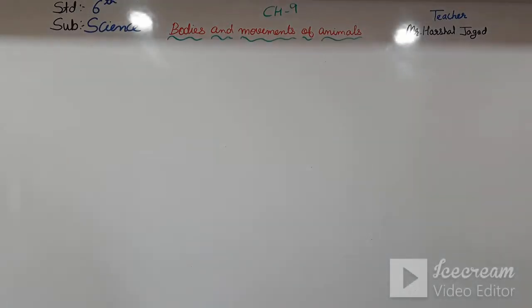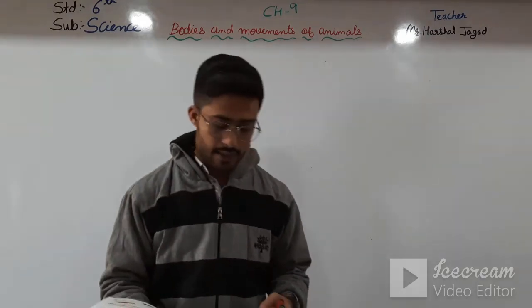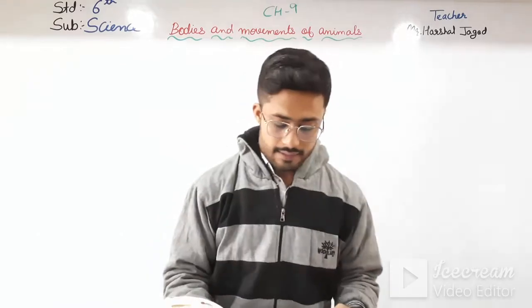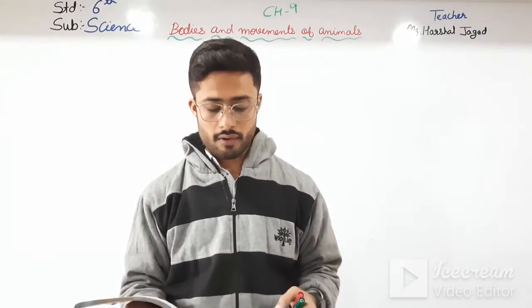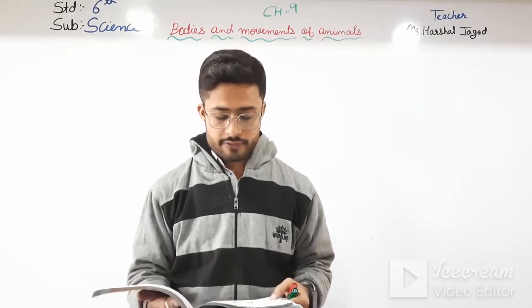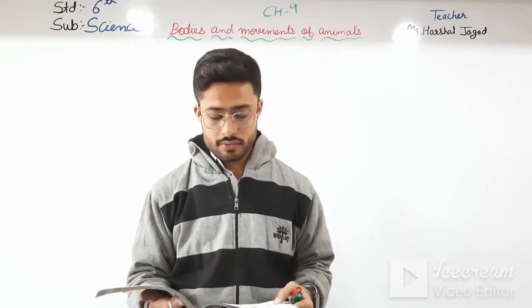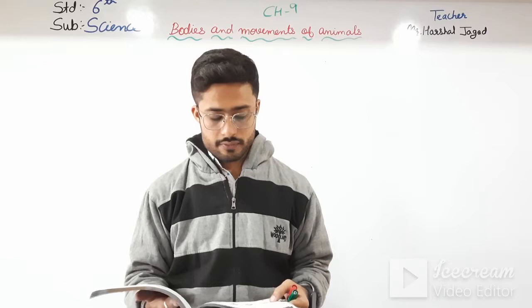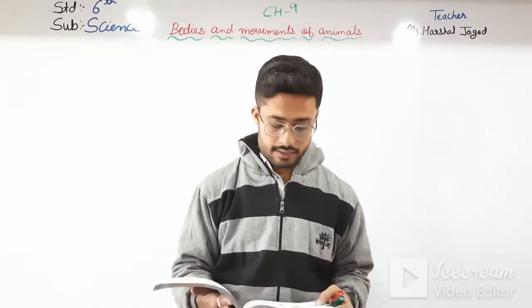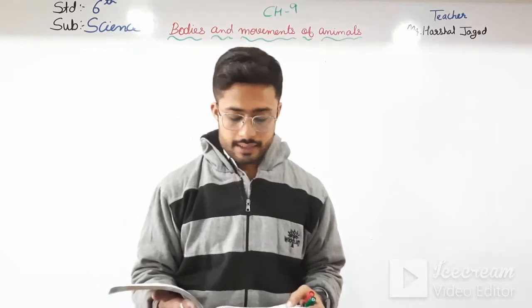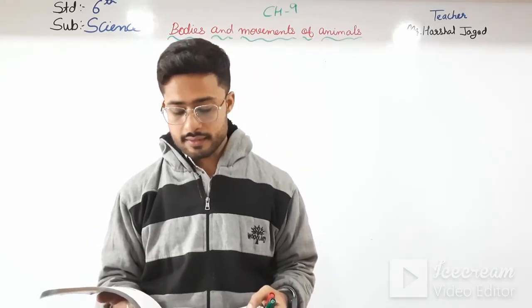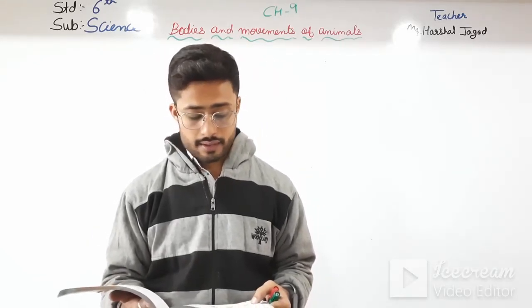Reading the introduction part first. The bodies of organisms are made up of cells. The cell is known as the basic structural and functional unit of all organisms. A group of similar cells forms a tissue. A group of tissues working together forms an organ, and different organs working together to carry out life processes form an organ system.